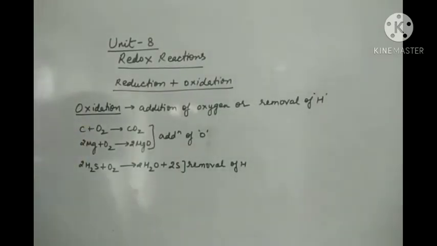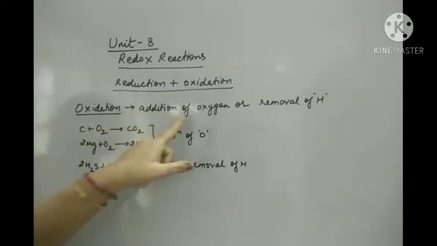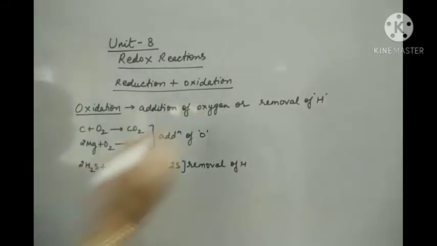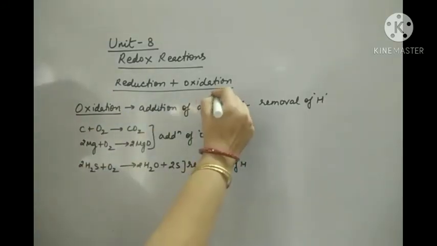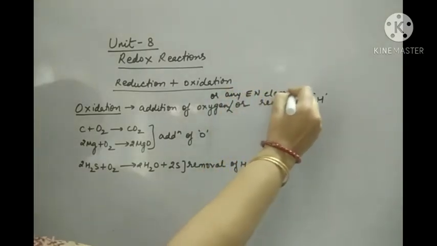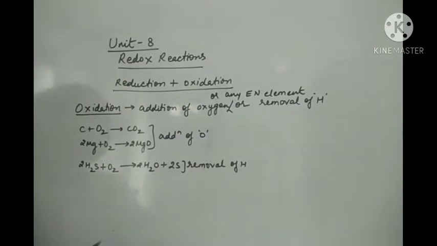Now the first is the oxidation reaction. What is the meaning of oxidation? Oxidation means addition of oxygen or any other electronegative element also. For example, in any reaction, if chlorine is added or fluorine is added, then it is considered equivalent to oxygen only. So addition of oxygen, or we can write any electronegative element, or removal of hydrogen is known as oxidation.